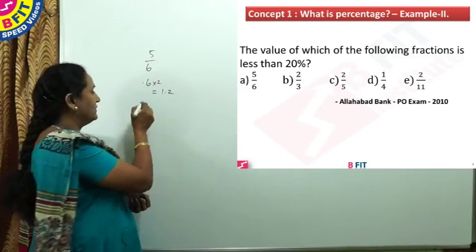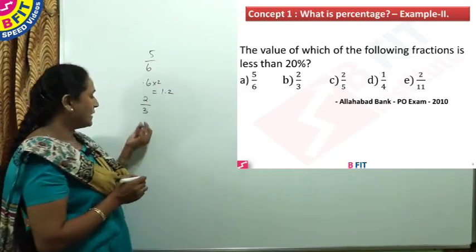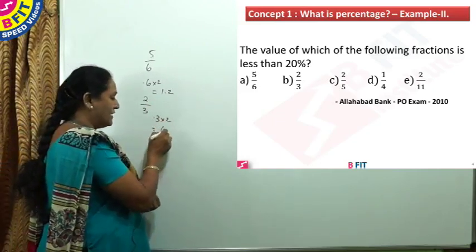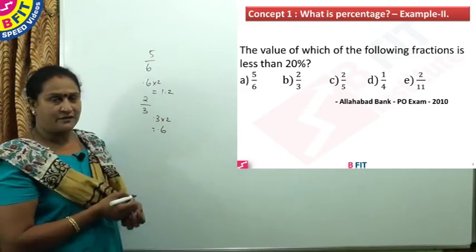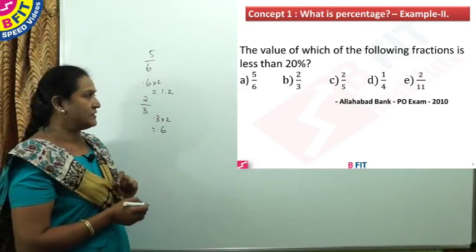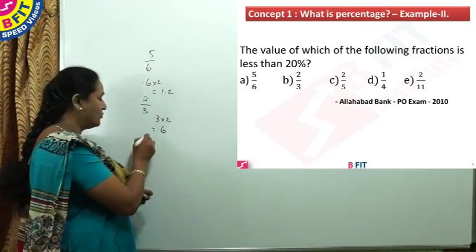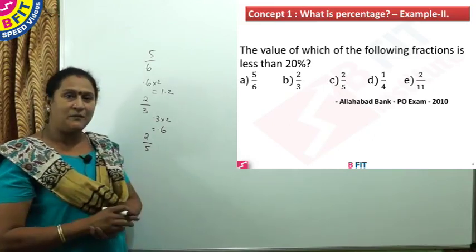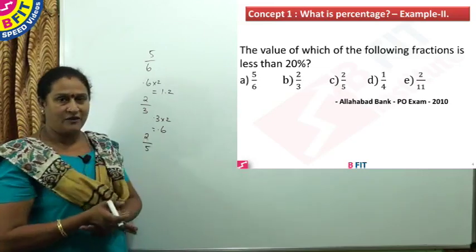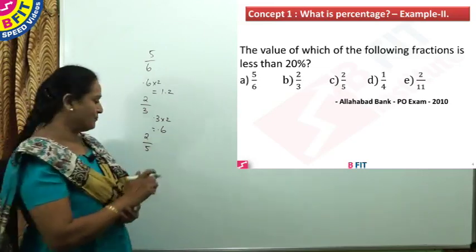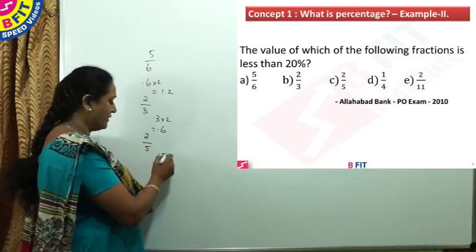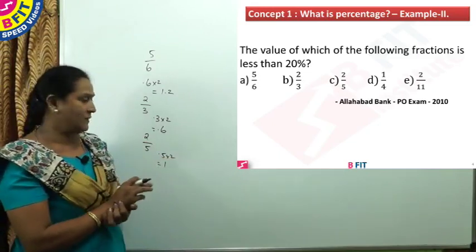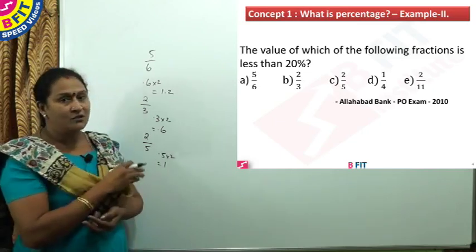We'll see the next fraction, 2 by 3. What is 10% of 3? 0.3. Multiplying it with 2, you get 0.6. As 2 is more than 0.6, this fraction is also not less than 20%. Then the fraction is 2 by 5. What is 10% of 5? 0.5. What will be 20%? 1. 2 is more than 1, so this fraction is more than 20%. So this is not the required answer.